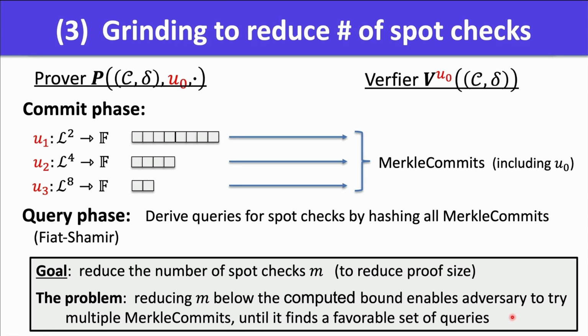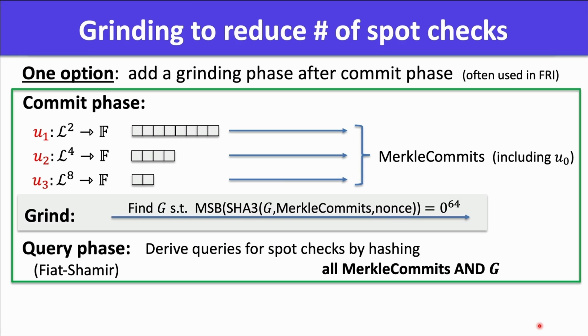So we can't reduce m below our computed bound. Grinding is a trick that allows us to reduce the size of m and therefore shrink the proof without actually harming security. The idea is to introduce another phase between the commit phase and the query phase.